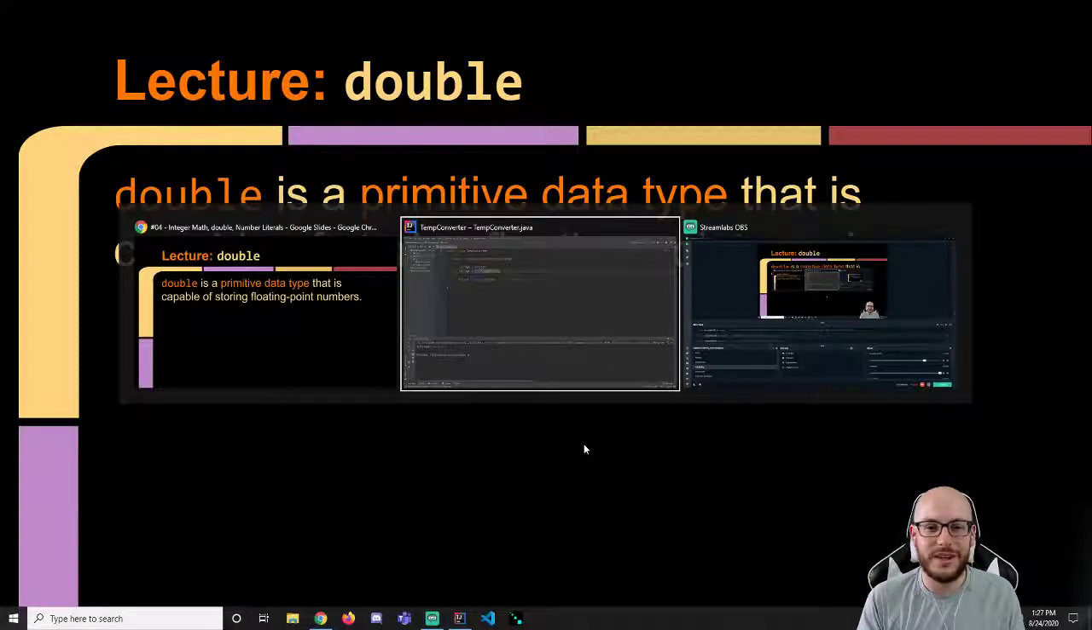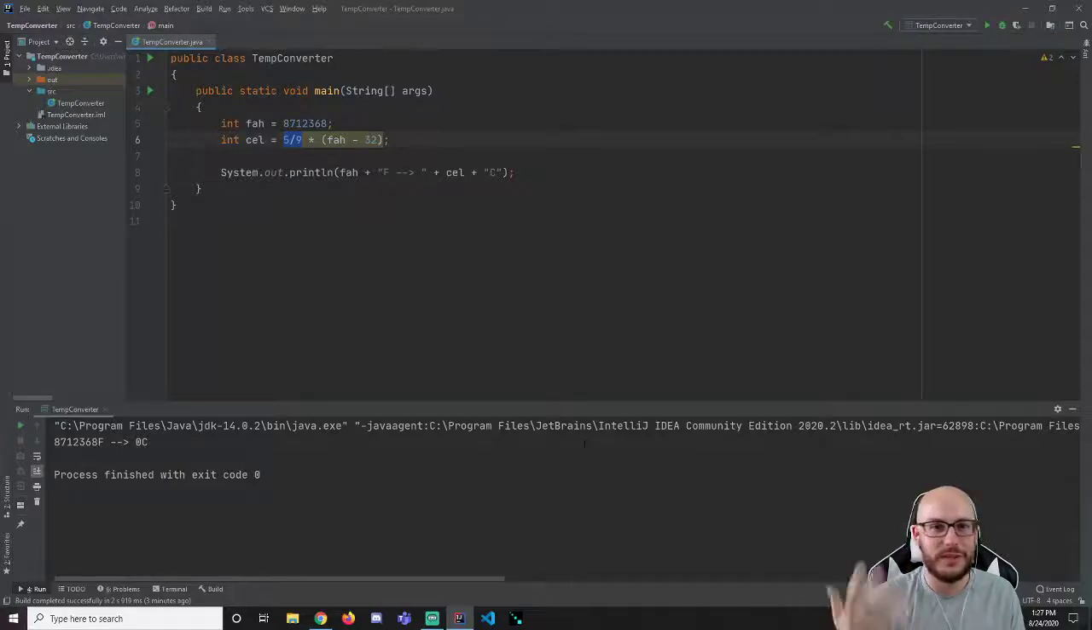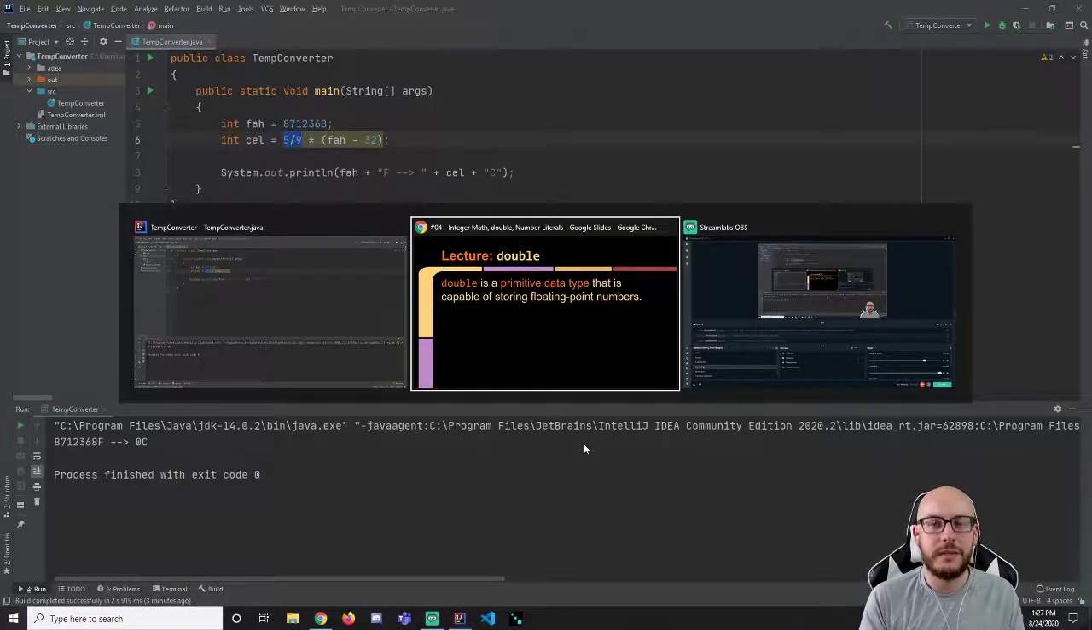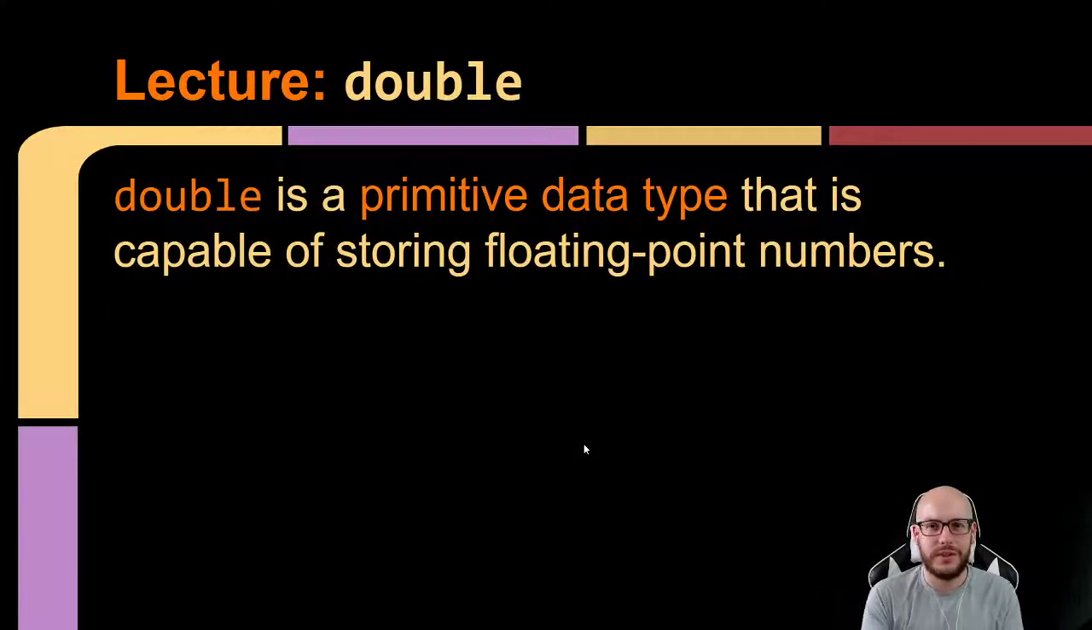So the question then becomes, what about this program? Are you telling me that I just can't convert from Fahrenheit to Celsius? Well, of course you can, because we're talking about computers here, and we use computers all the time for these types of conversions. That's where double comes in.